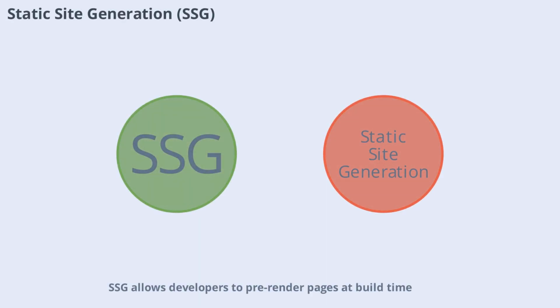SSG allows developers to pre-render pages at build time, serving them as static HTML files. This results in extremely fast load times, as the content is ready to be delivered instantly. Next.js makes SSG easy with getStaticProps and getStaticPaths functions, which fetch data and generate dynamic routes during the build process. SSG is perfect for content-heavy sites where content doesn't change frequently, such as blogs or documentation sites, ensuring both speed and scalability.